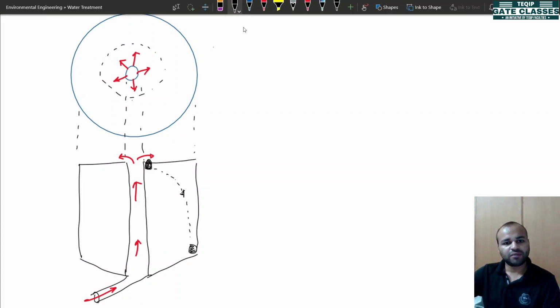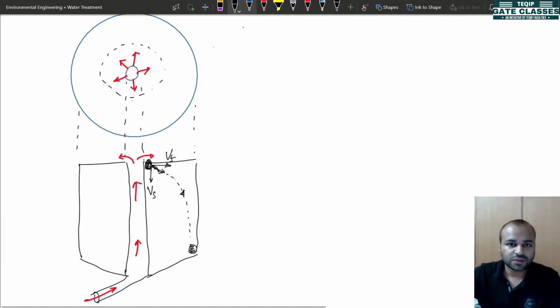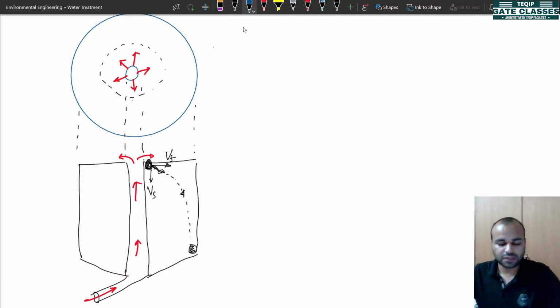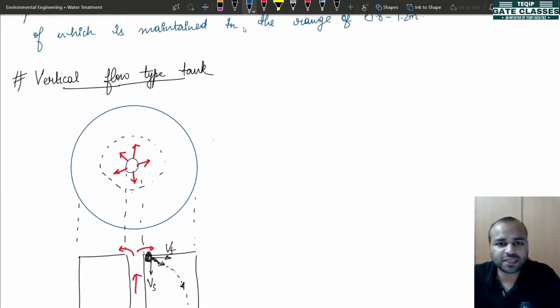Because the flow velocity is continuously changing. This is your flow velocity and this is your settling velocity. So the resultant direction is continuously changing, and the particle takes a parabolic shape during the sedimentation process. I hope it is clear. So let us take some points with regards to it.